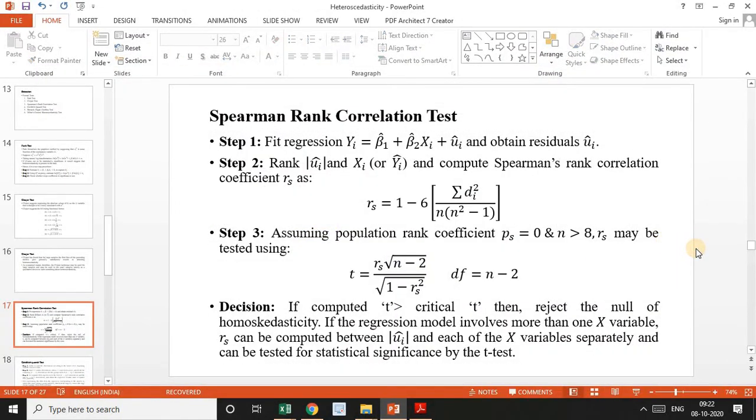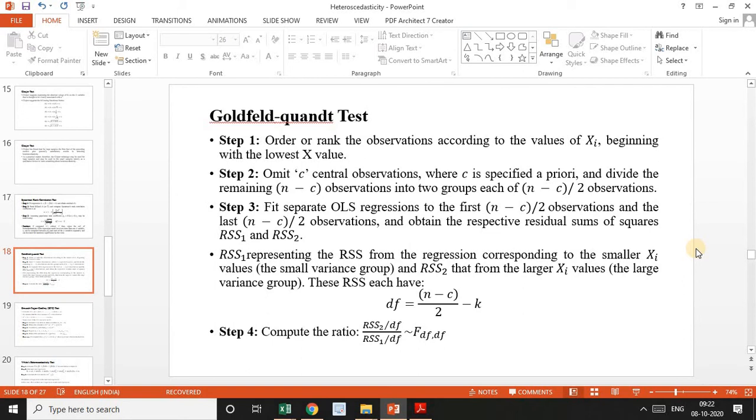Now coming to another test, it is the Goldfeld-Quandt test. This test is also a very simple test, and this test is based on the F test. So what do we have to do under the steps of this test?